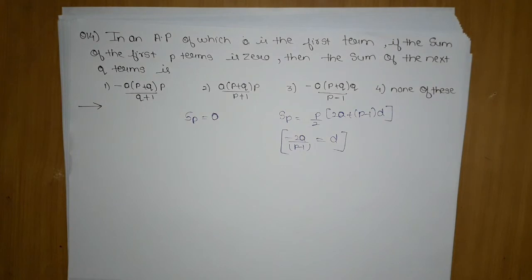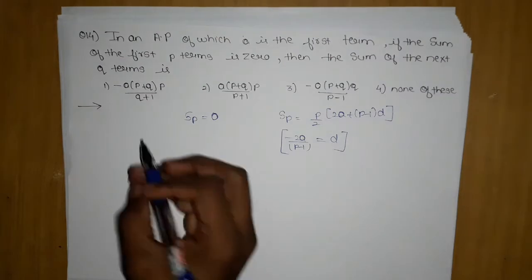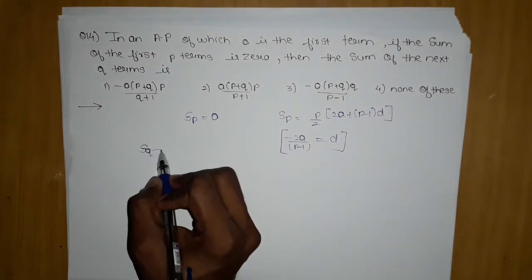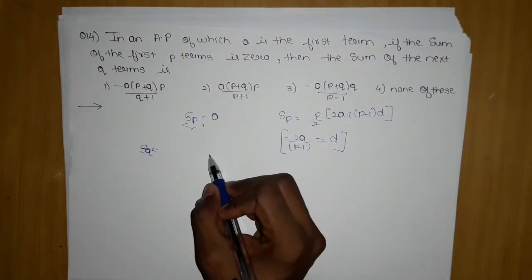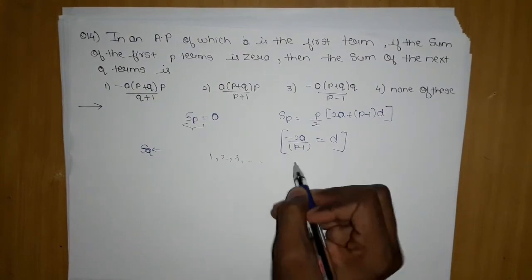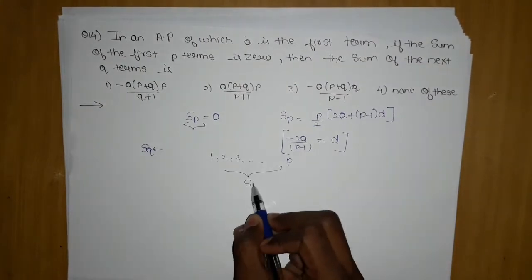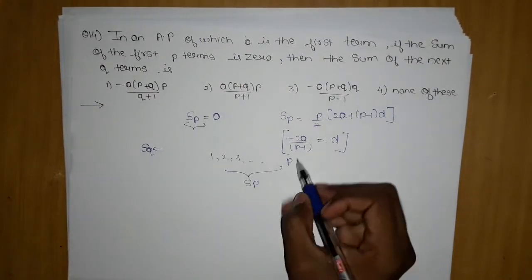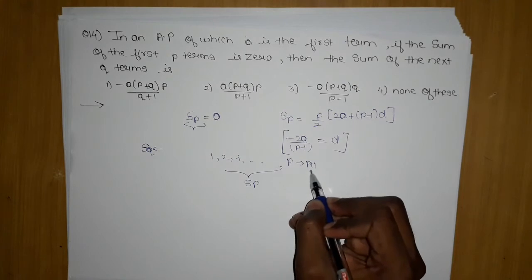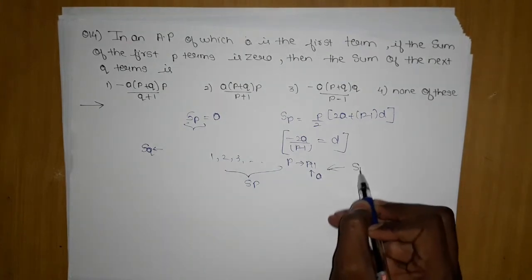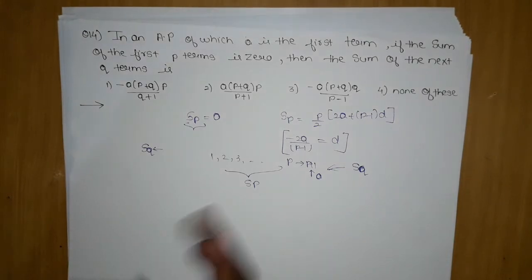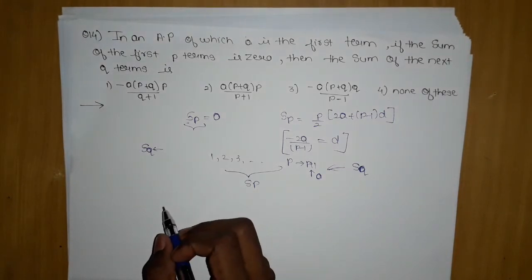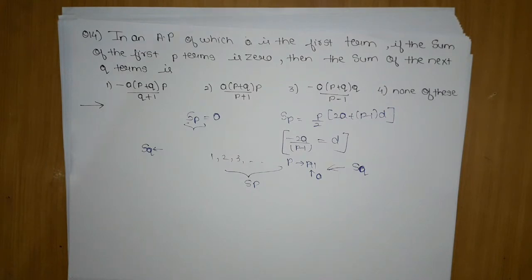So we got an idea for the sum of the next Q terms. If we consider it as a separate sum of Q terms, then it would have some first term. If I say 1, 2, 3, 4 and so on till P terms where the sum is SP, then after that, the P plus 1th term will be the first term of SQ. Hope you have understood this concept. So using this concept, we can easily locate what we want.